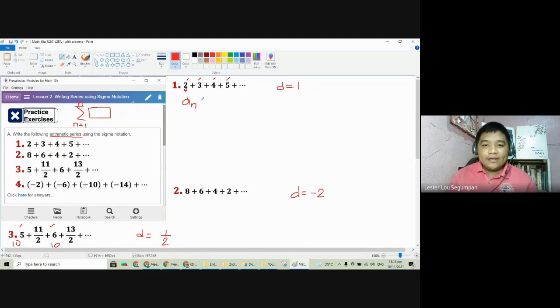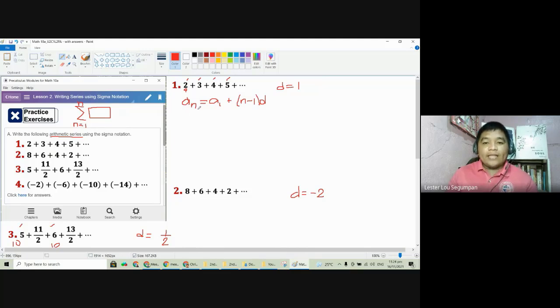For an arithmetic sequence, a sub n is computed by a sub 1 plus the quantity n minus 1 times d. This is the formula for getting the nth term of an arithmetic sequence. Why are we combining sequence and series? Because as you already know, a series is just a summation of all terms in a sequence. So an arithmetic series is where we add up all terms in an arithmetic sequence. That's why we have this.